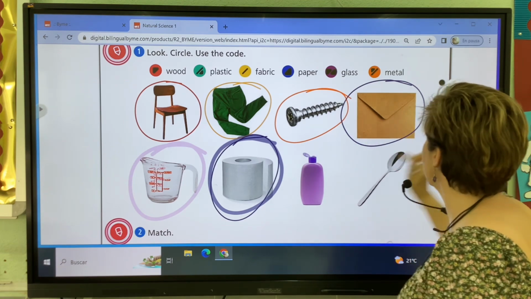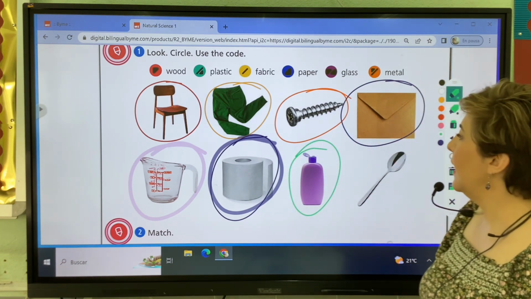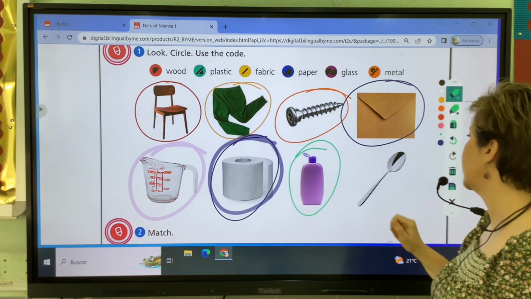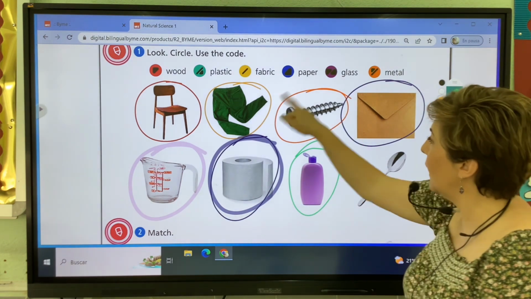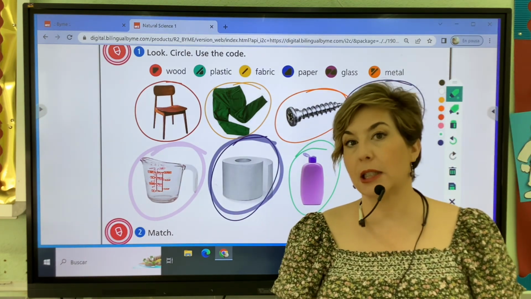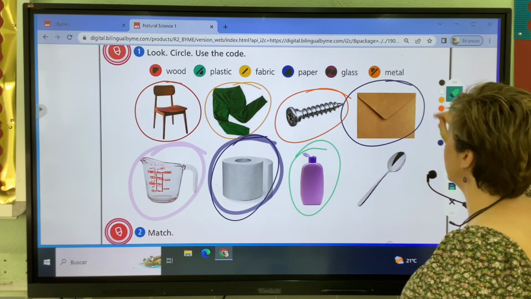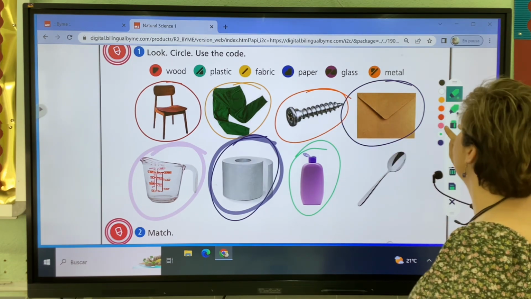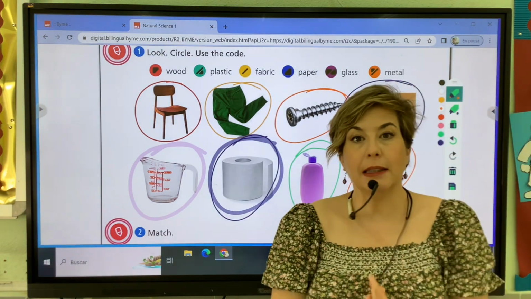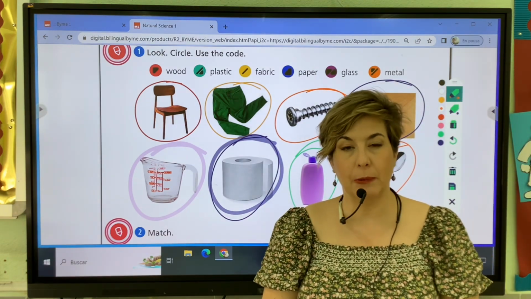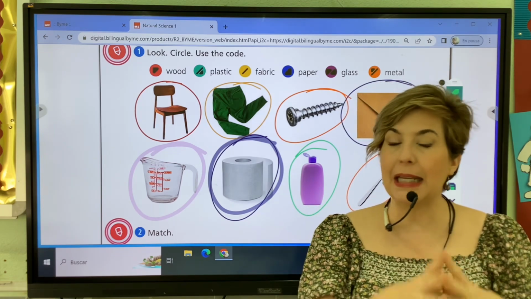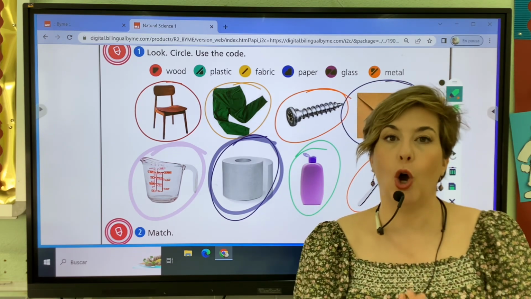Okay, so let's see. And what about metal? We had a screw, and we also have a spoon for eating. That's made of metal. Let's circle it orange. So that's the importance of materials. That materials are used for making things, for making objects.